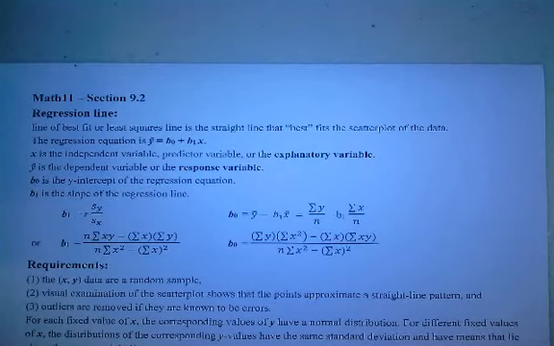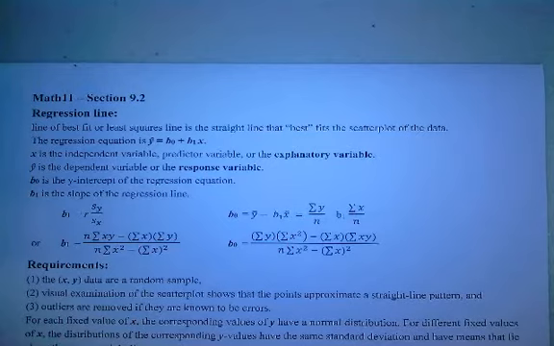In the last section, we found the correlation coefficient, which basically told us how well the X and Y data, how well the paired data matched up. What kind of relationship did it have, if any? Here, we're going to find what's called the regression line, or the best fit line that goes through the data. So it's a straight line that best fits a scatter plot of the data.